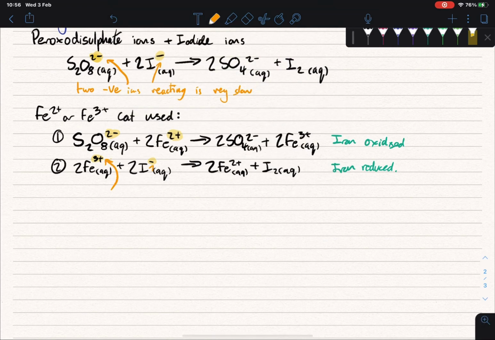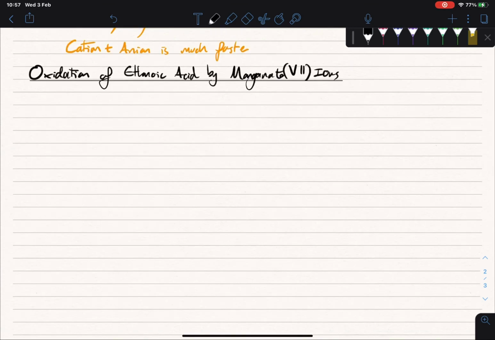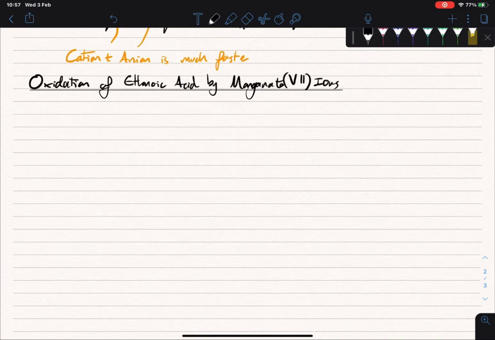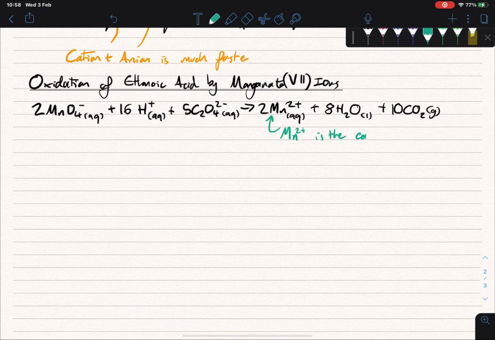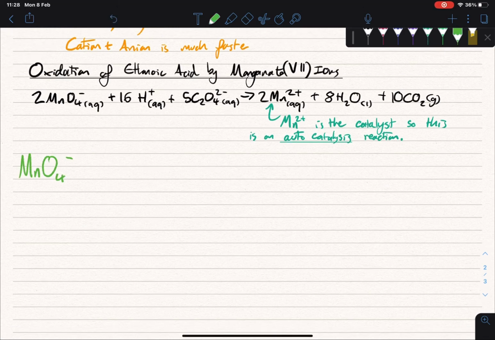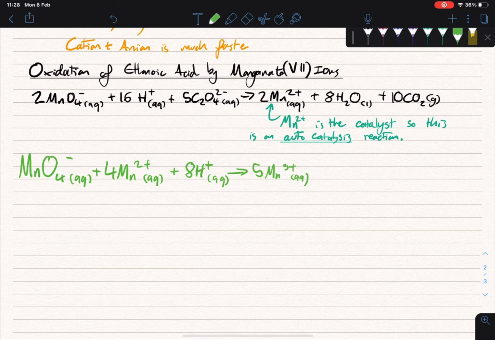The final example we're going to look at is an example of autocatalysis. This is the case of the oxidation of ethanedioic acid by manganate(VII) ions. The catalyst for this reaction is actually a product of this reaction. So we call this an autocatalysis reaction, as the catalyst is produced during the reaction. This gives the reaction a very strange concentration-time graph, as the reaction starts off slow but then builds up pace as more of the catalyst is produced, and then it begins to slow down again as the reactants start to diminish.